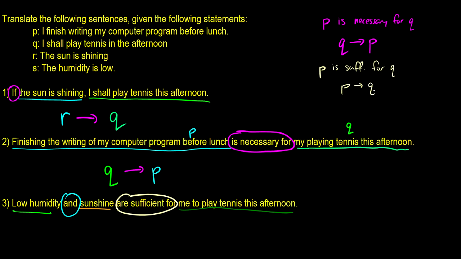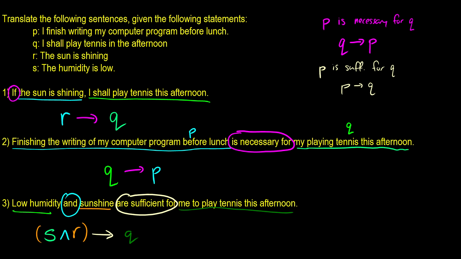So we can keep the order here. So we have low humidity, which is S. We have our connective and. Then we have sunshine, which is R. And these are sufficient, so we can say that's going to be the arrow for me to play tennis this afternoon, which is Q. So our end result is S and R arrow Q. Okay, so that is translating propositional logic from sentences.